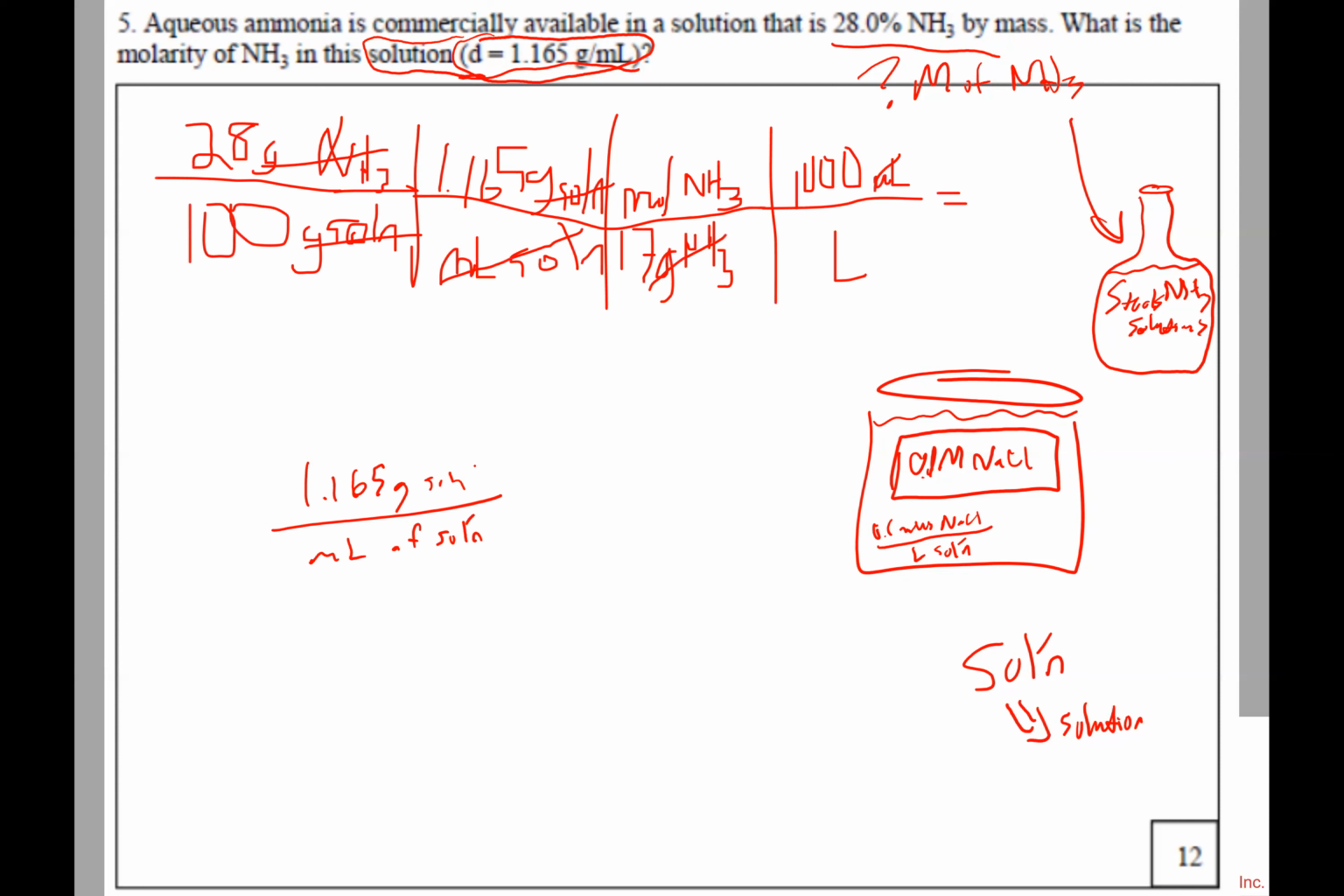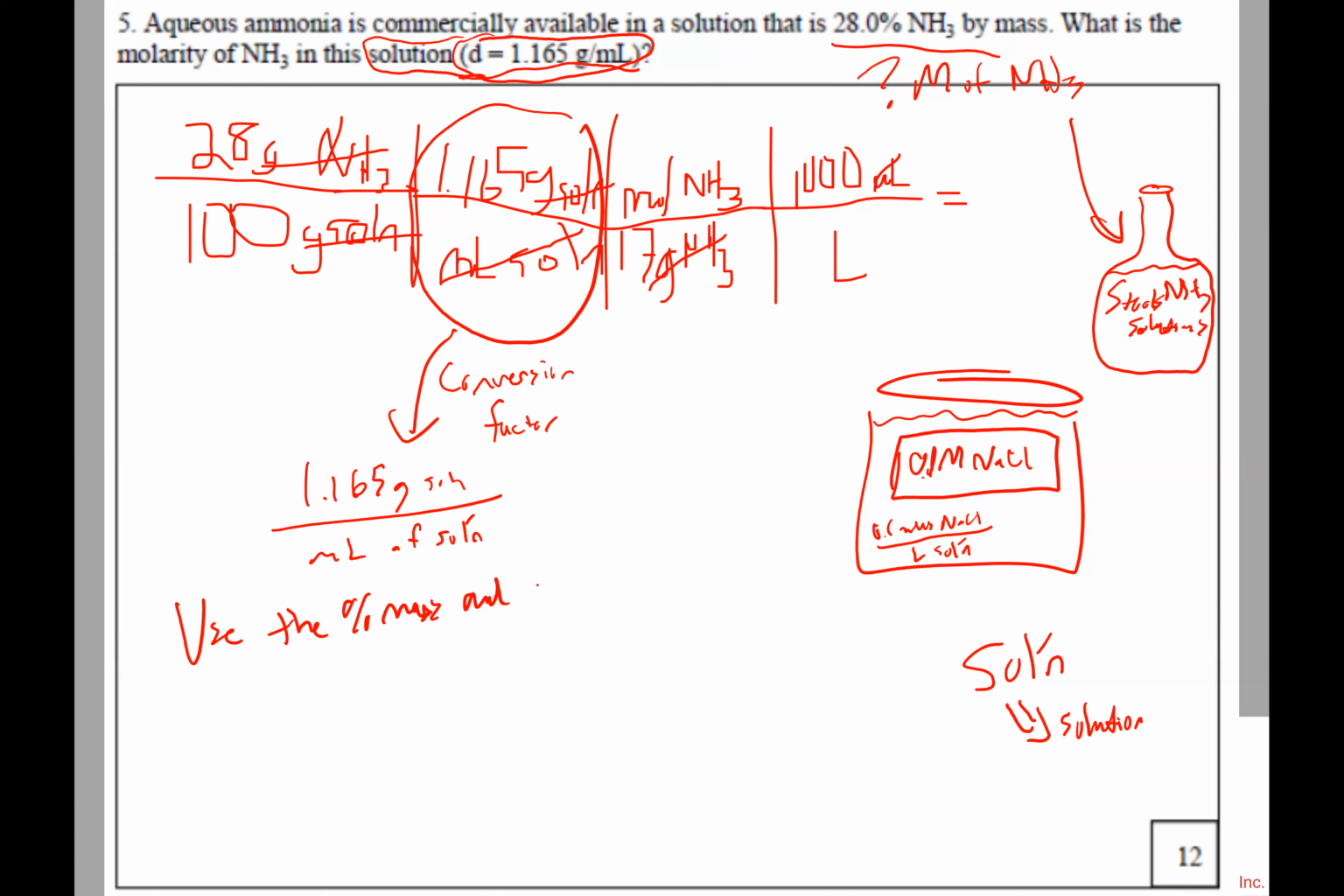I'm going to pull up some chicken scratch here. We're going to utilize this density as a conversion factor. The next thing we're going to do is take the percent mass. We use the percent mass and density to solve for the molarity of the NH3. You have to have both present. If you're missing the density or the percent mass, you can't do this problem. At that point, you're at a stalemate and there's nothing you can do.